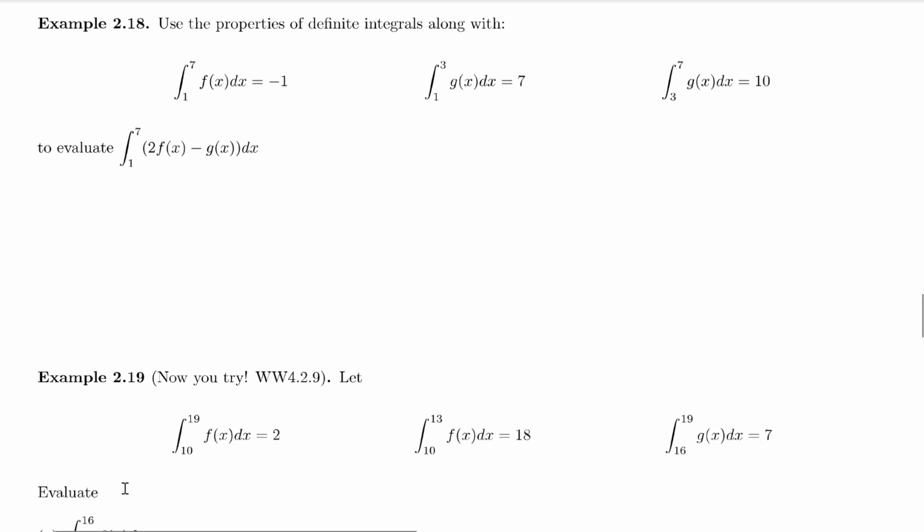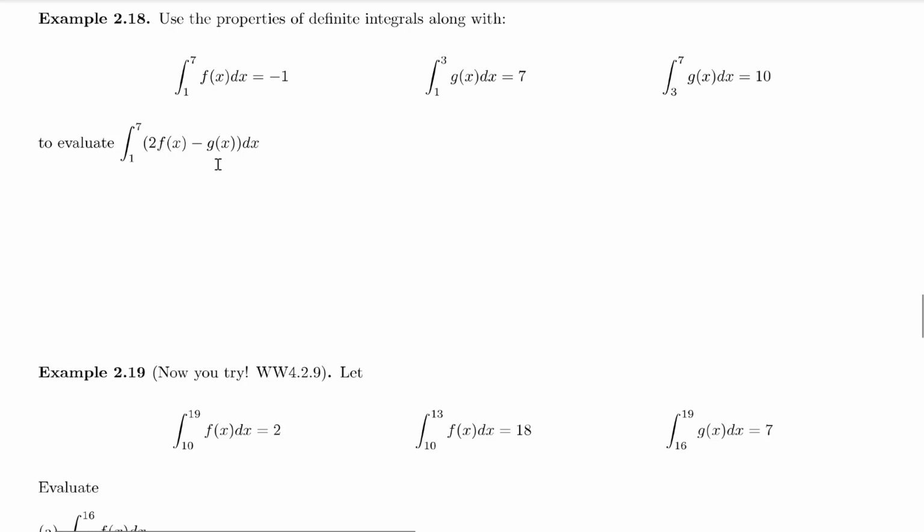All right, for example 18 here, we're going to need to break down this integral so that we end up with just f's and g's on the inside. So first of all, we can use our properties to say that this is 2 times the integral from 1 to 7 of f of x dx minus the integral from 1 to 7 of g of x dx. And then we know that the integral from 1 to 7 of f of x is equal to -1, so we know that the beginning part of our answer is 2 times -1.